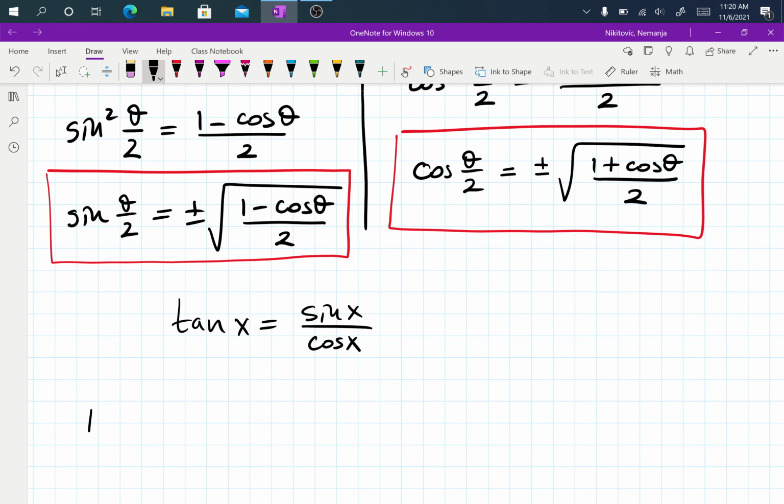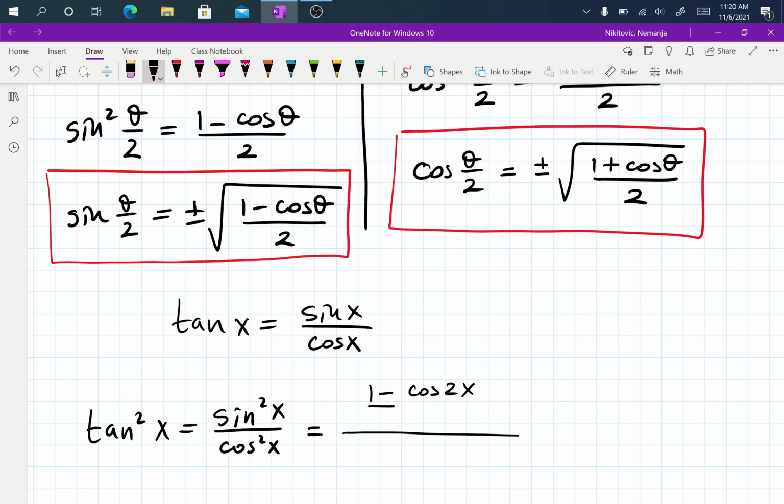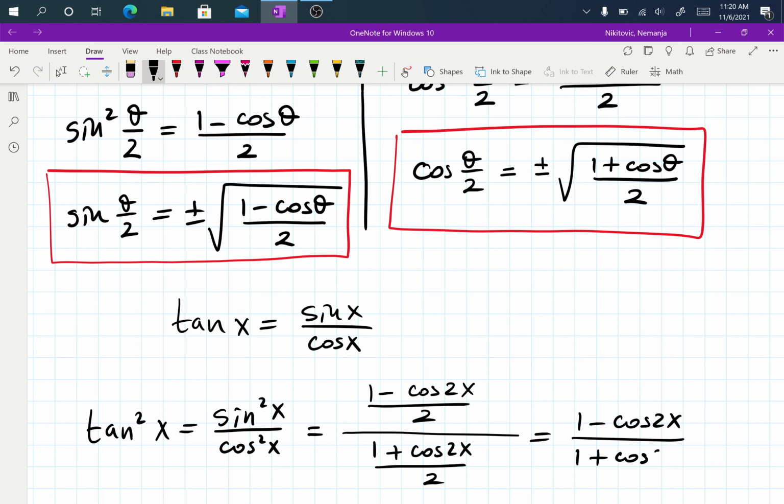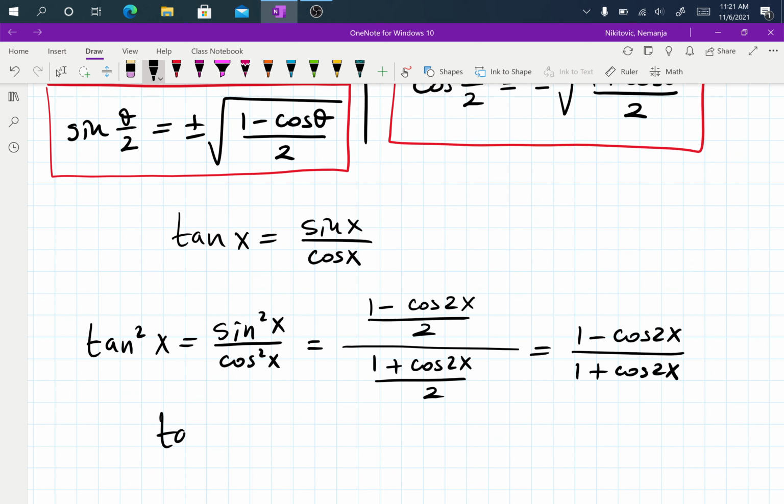For instance, power reducing would be tangent squared x is equal to sine squared x over cosine squared x. If you write out everything and then cancel, we're going to have the sine formula, which is (1 minus cosine 2x) over 2, divided by (1 plus cosine 2x) over 2. When the 2s cancel, you get the formula for power reducing of tangent, which is (1 minus cosine 2x) over (1 plus cosine 2x). Now, it's not used very much, but we can still derive it. So here it is, and we'll put a box around this.